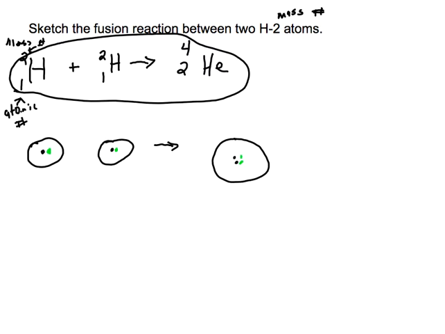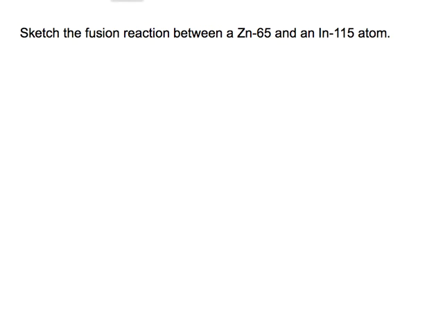All right. Okay, let's try another one here. Okay, so let's sketch the fusion between a zinc 65 and an indium 115. All right, so what we would do is we'd write zinc. Remember that the dash number is the mass number, so we're going to go 65 up here. I don't know the atomic number.